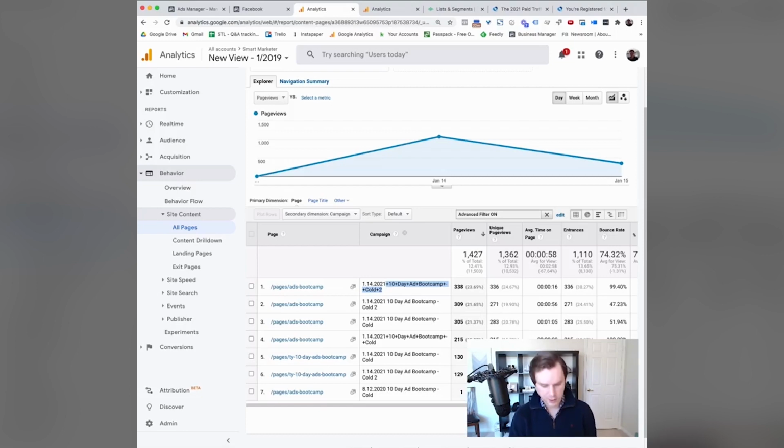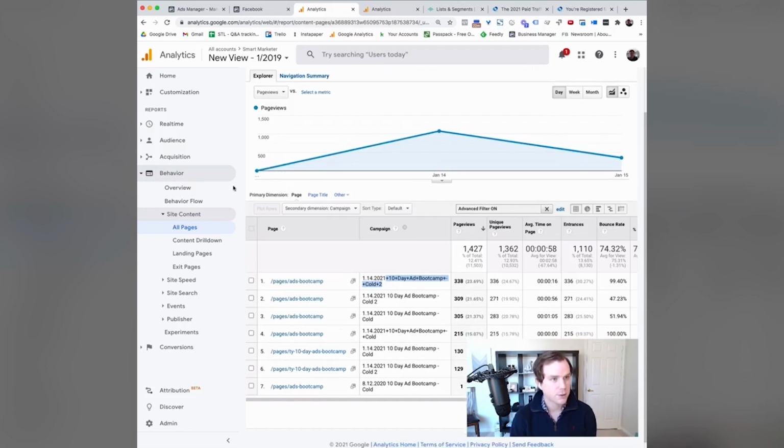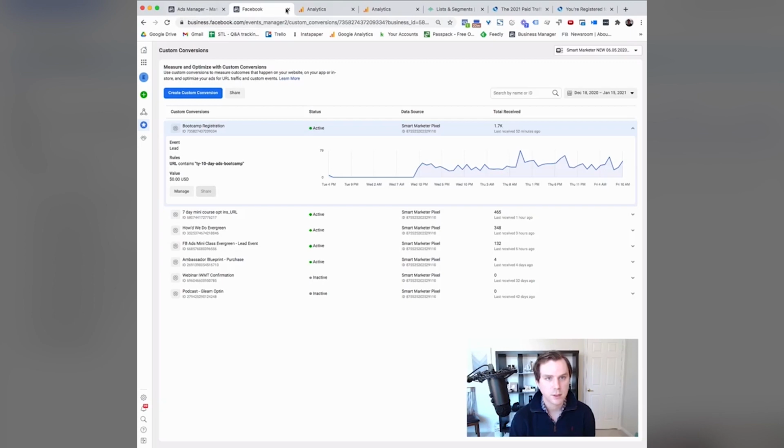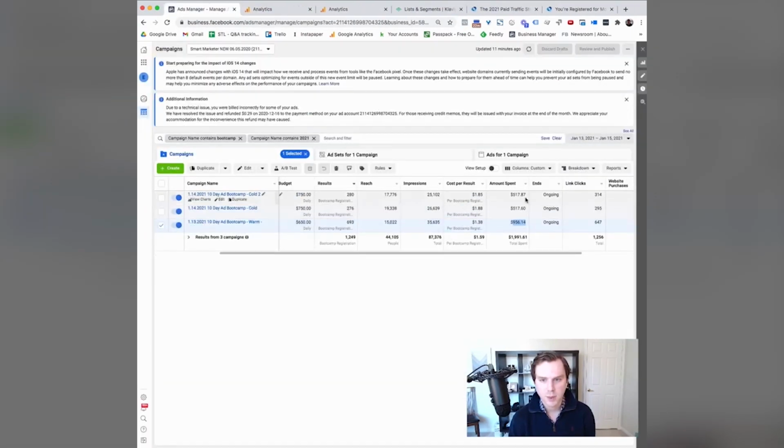127 and 129. So cumulatively, that's 256 opt-ins from cold. And we have spent 517, let's call it 518 times 2, so roughly $1,036. So that's $4 per lead, right? $4.05 per lead for cold traffic.